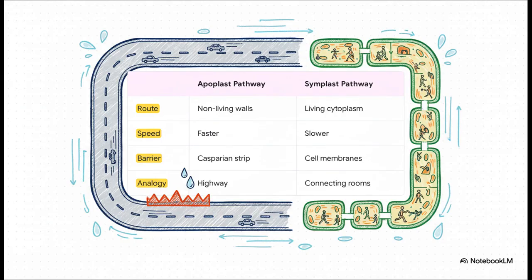So, this really lays out the differences, doesn't it? Apoplast is non-living and fast, like a highway. Symplast is living and slower, like going from room to room. But now, pay attention to the barriers. See that spiky red line? That's the Casparian strip. It's like a roadblock on the apoplast highway. It eventually forces all that water to get off the highway and go through the symplast route, kind of like forcing everyone through a security checkpoint.